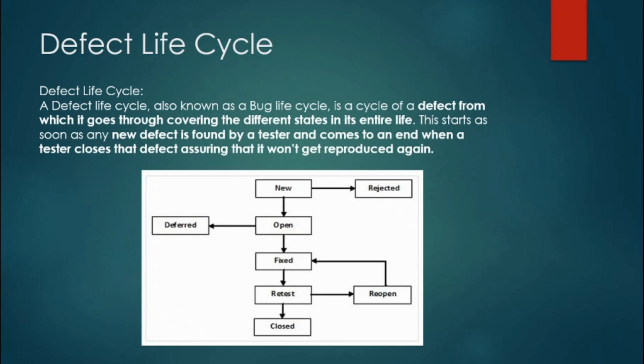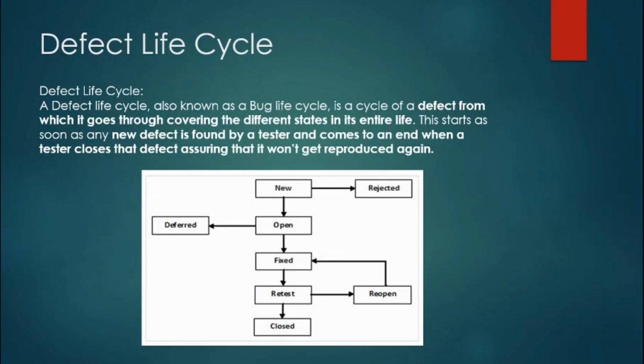So why do we need this defect life cycle? The thing is that you found an issue, you reported it to your developer, and for tracking purposes, you have recorded this defect into a project management tool like QC or Jira. But what actually happens in the defect life cycle is that there are many phases, or it is also called bug life cycle, and the defects go through a cycle covering different states in their entire life.